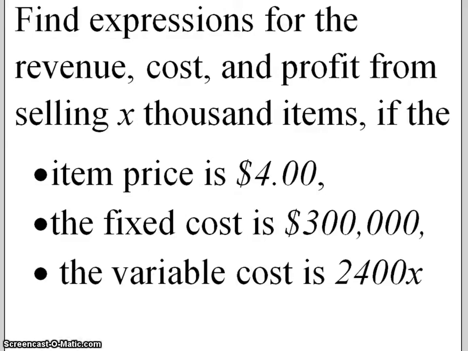Alright, find expressions for the revenue, cost, and profit from selling x thousand items if the item price is $4, the fixed cost is $300,000, and the variable cost is 2,400x. Now that 2,400, that's actually a dollar amount in there. But first, let's quickly review these concepts.